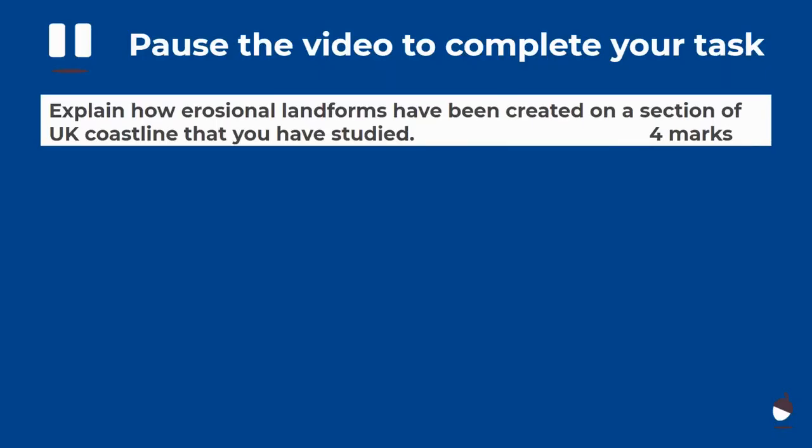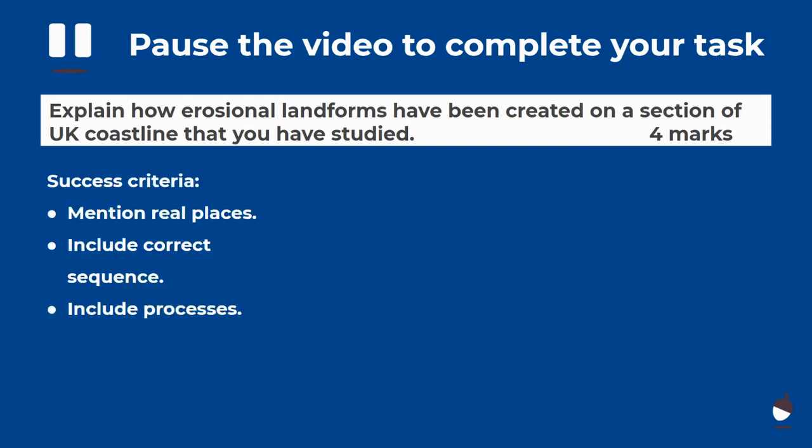Now you're experts on the Dorset coastline, I want you to tackle this question. Explain how erosional landforms have been created on a section of UK coast that you have studied. It's worth 4 marks. To be successful in this, I would like you to mention real place names. I want you to make sure you include correct sequence, and I want you to include processes like abrasion or longshore drift or deposition or hydraulic action.